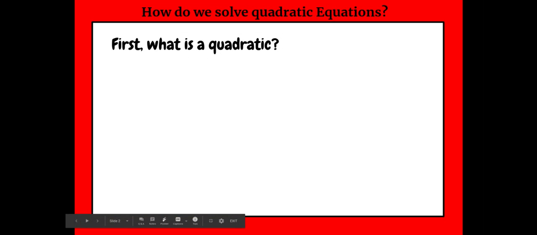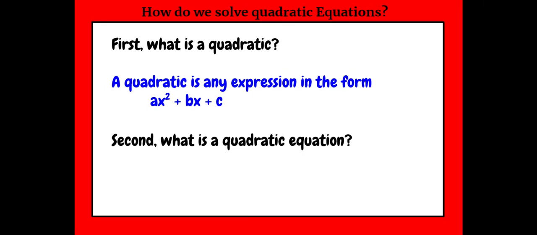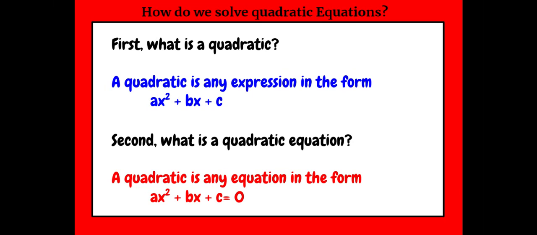So first let's just review what is a quadratic. A quadratic is any expression in the form of ax squared plus bx plus c. And second, what is a quadratic equation? It's any equation in the form of ax squared plus bx plus c equals 0.